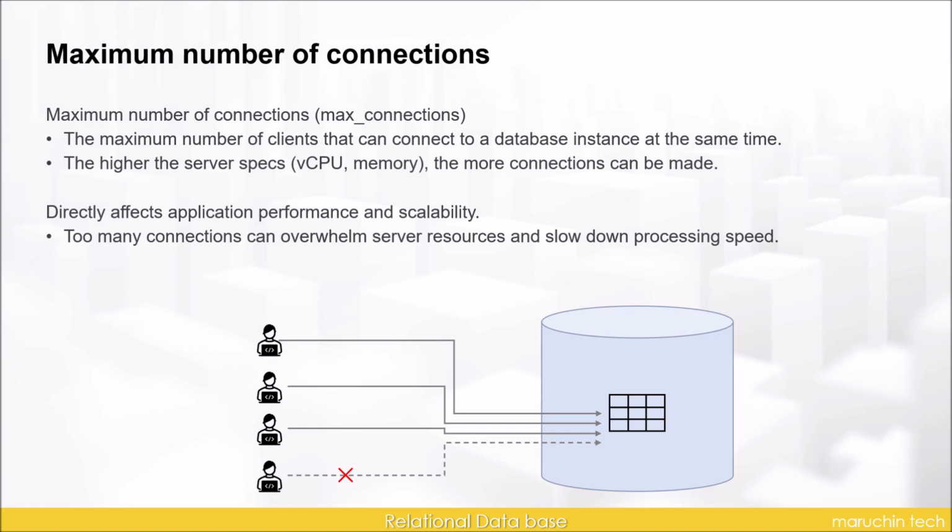Too many connections can overwhelm server resources and slow down processing speed. On the other hand, an insufficient number of connections may result in less responsive applications, and you should monitor actual traffic and resource usage to ensure that an adequate number of connections are available.